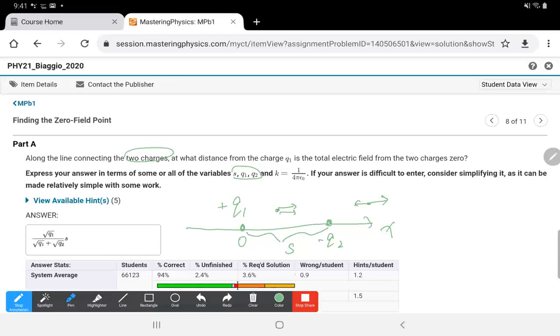But if you check the value, because we say Q1 and Q2 are different, the closer one dominates. So the electric field generated by this Q2 is larger than the electric field generated by Q1. So in this case, the direction is always in this way, and there's nowhere to get zero. And also, this question asks to find the point in between where it is zero. So we just assume they are all positive.